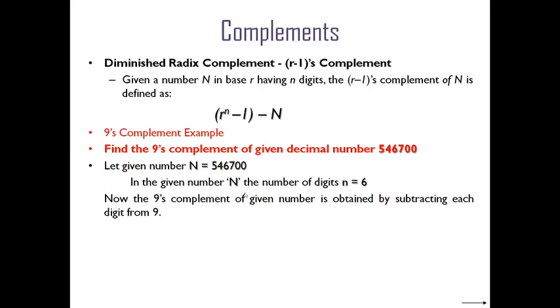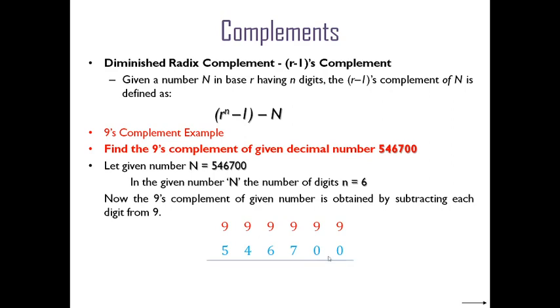546700. Now first, when you are considering the number, you have to see how many digits are there. The number of digits is 6. Now to obtain the nines complement for the given decimal number, you have to consider 6 nines, since we are having 6 digits in the given decimal number. So I consider the 6 nines. Now from these 6 nines, we should subtract the given decimal number to obtain the nines complement.